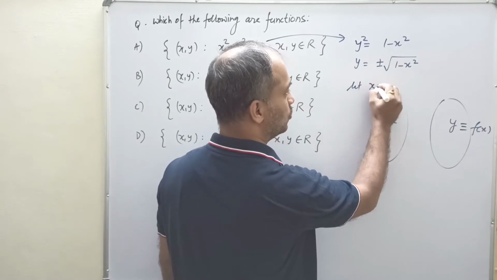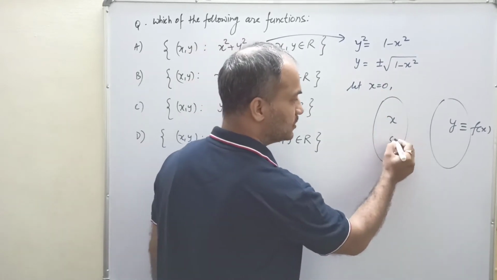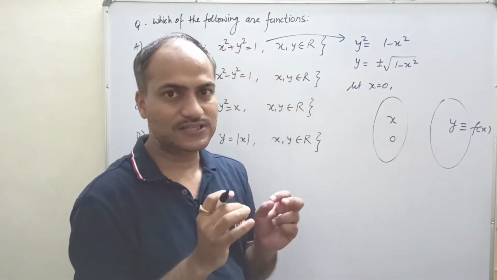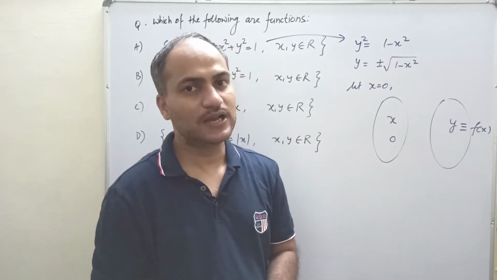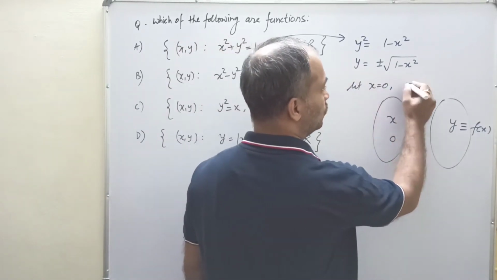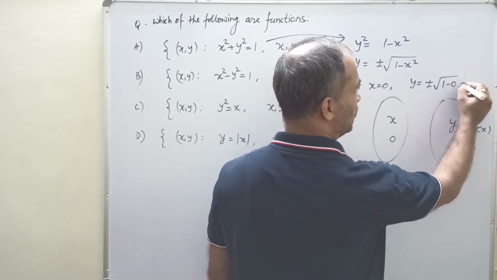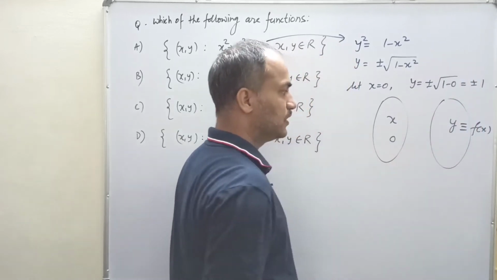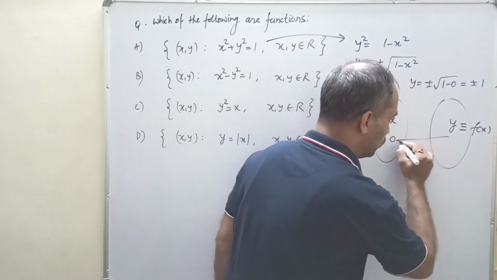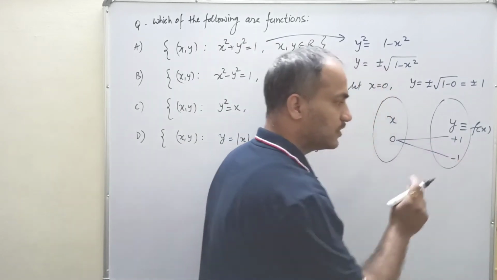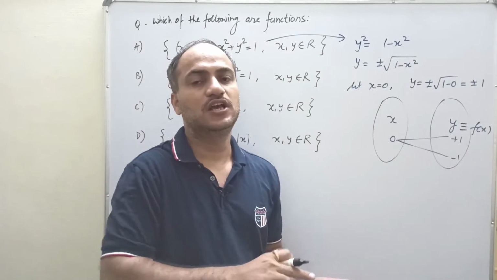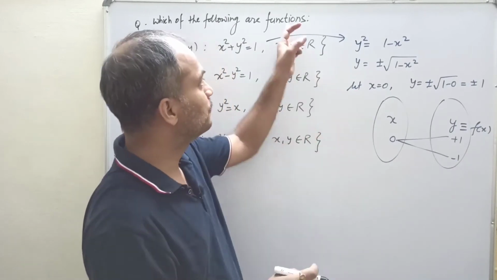Let x is equal to 0. If we take the point 0 here, let us see with which points this point will be connected. So for 0, y will be plus minus square root of 1 minus 0, that is plus minus 1. It means this point will be connected to plus 1 and minus 1. And this is the condition which violates the condition of a function.